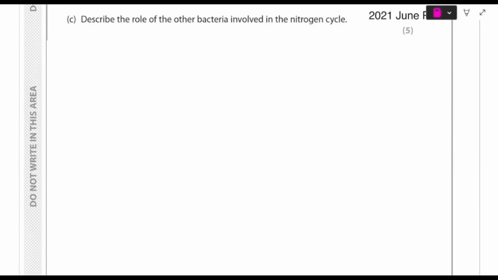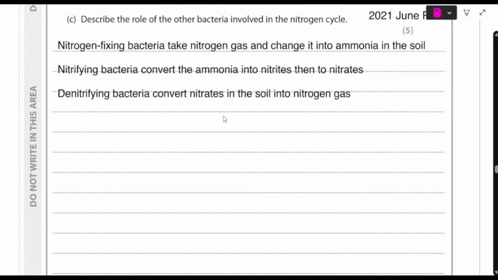And then we have the most important one, the role of bacteria involved in the nitrogen cycle. So there are only 3 bacteria involved in the nitrogen cycle: nitrifying bacteria, nitrogen fixing bacteria, and denitrifying bacteria. So each of them is involved in something: nitrifying bacteria is involved in nitrification, nitrogen fixing bacteria is involved in nitrogen fixation, and denitrifying bacteria is involved in denitrification.